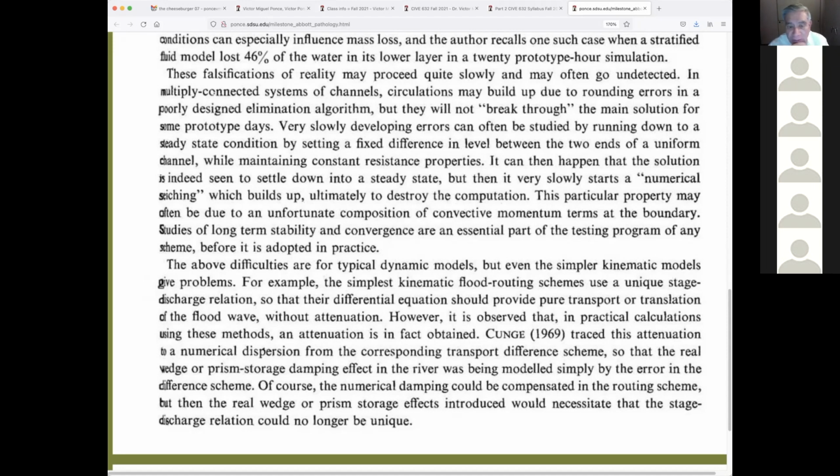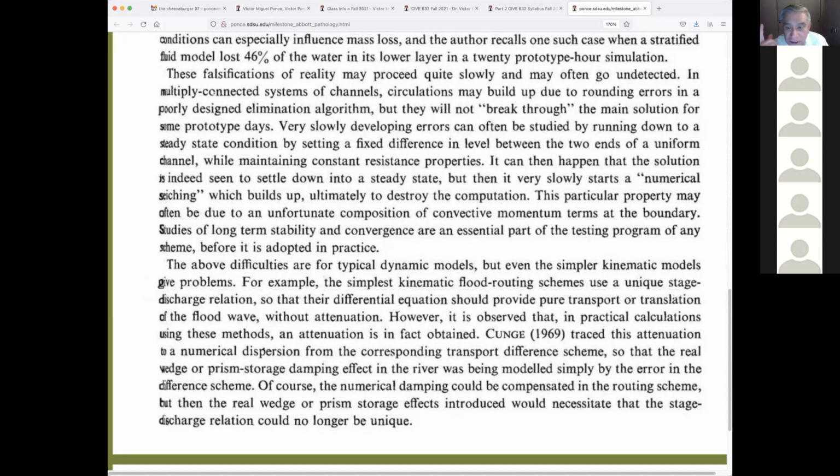So he's defending the dynamic wave models, but then he says, but even the simpler kinematic models give problems. Oh, now he's going to talk about something that he doesn't know, because this guy hasn't worked with kinematic models. He worked with dynamic models. But then he does a good job in referring to somebody that knew, right?